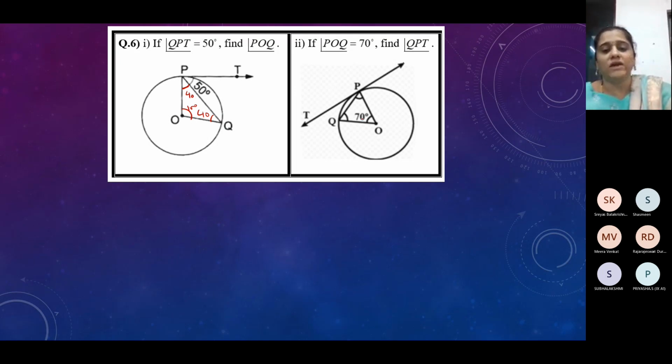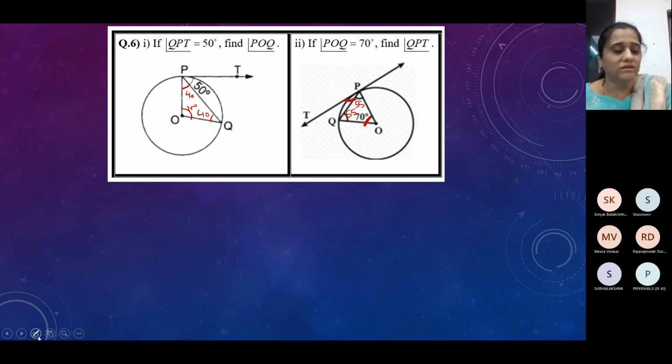Now tell me here, if this is 70, you'll have to find QPT. You'll have to find this angle QPT, this one. This is 70. What is 100 minus 70? 110. So 110, this will be 55, this will be 55, right? Because isosceles triangle, OQ is equal to OP. OQ radius, OP radius, isosceles triangle. So the base angles are equal. 110 by 2, 55, 55.